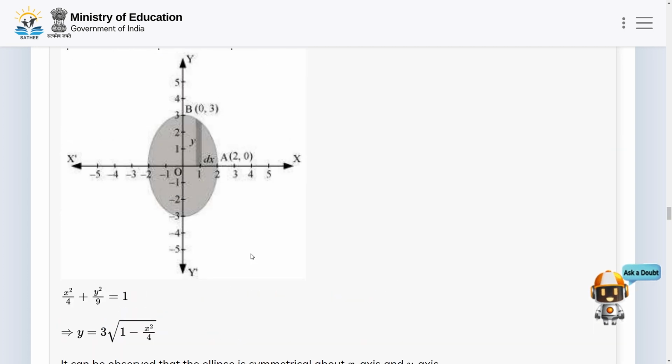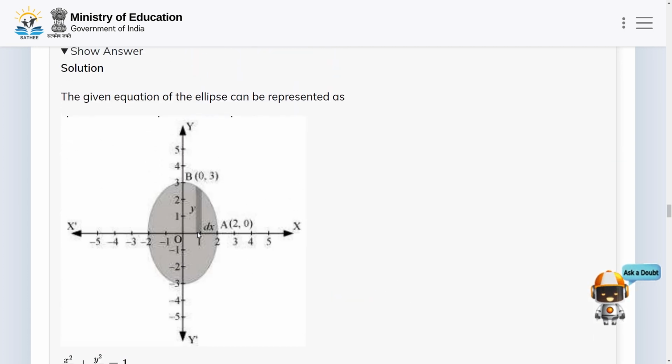Now how are we going to get it? Just simple: 4 times the area of OAB. Limits going from, we are using the vertical strip approach, so limits will be what?